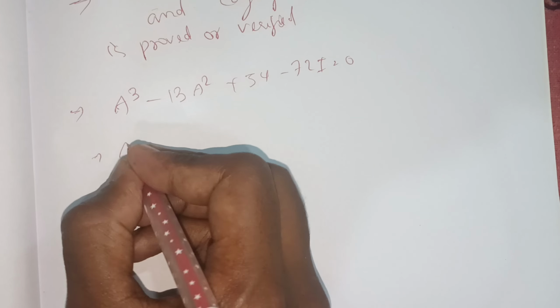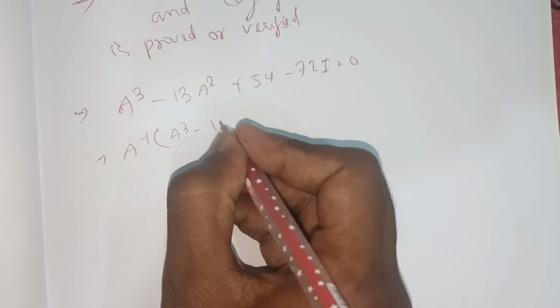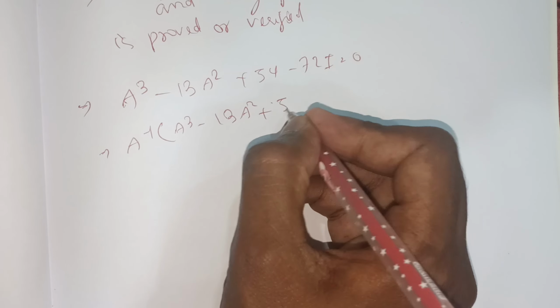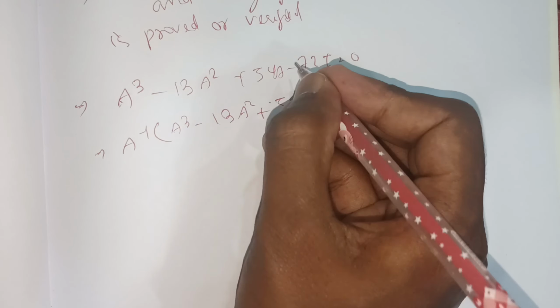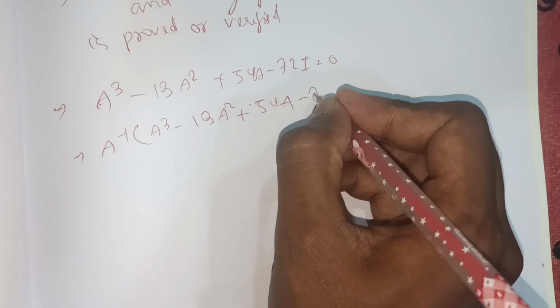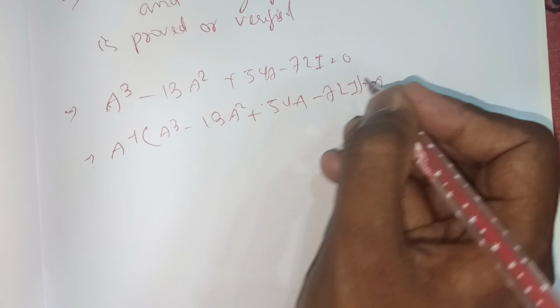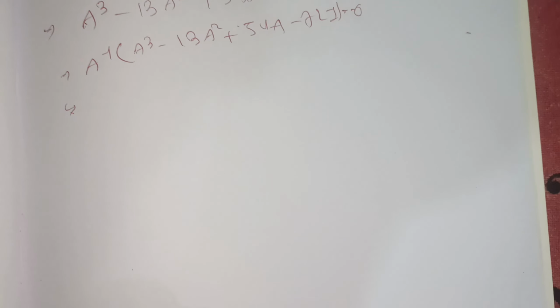So I am taking A inverse into A cube minus 13A square plus 54A minus 72I equal to 0. So here, A inverse into A cube is A square, minus 13A plus 54I, minus 72 A inverse equal to 0. Sending this to this side, it will become 1 by 72 into A square minus 13A plus 54I equal to A inverse.